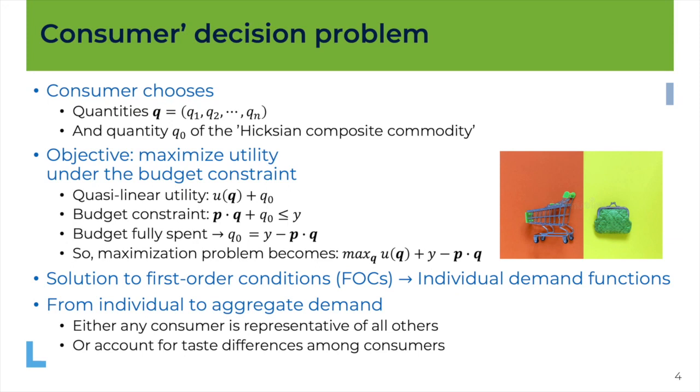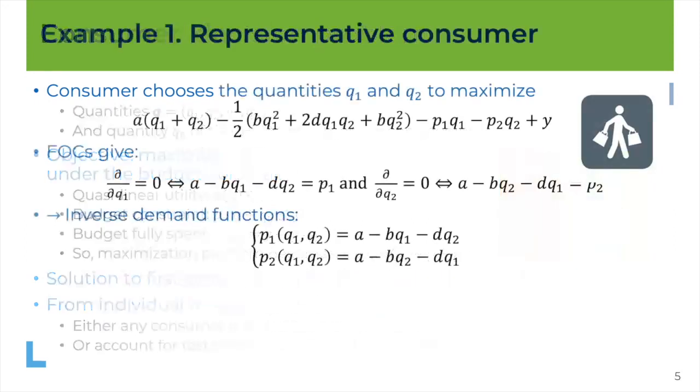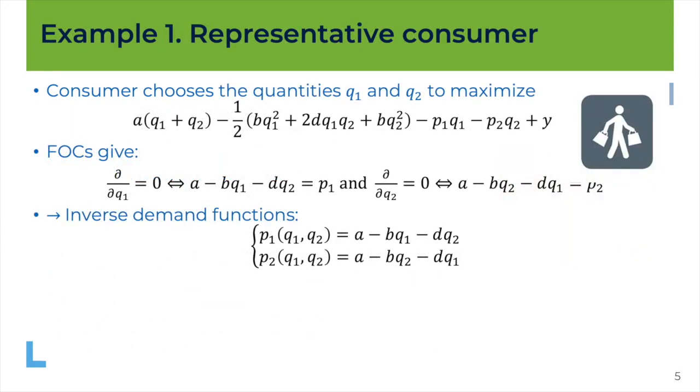Okay, that's one approach. Another approach is to consider that consumers are different from one another, but we will somehow aggregate their demand behaviors, for example, by adding up the quantities that each of these consumers wants to buy at a particular price. Again, I'm going to give you in a moment one example of this approach. Okay, so let's look at the first approach, which is the representative consumer approach.